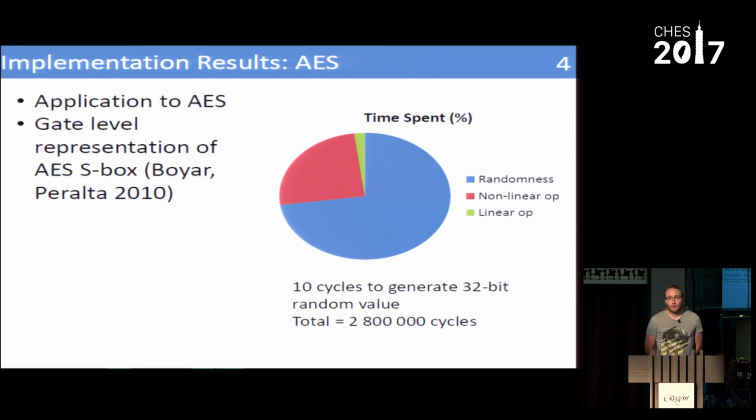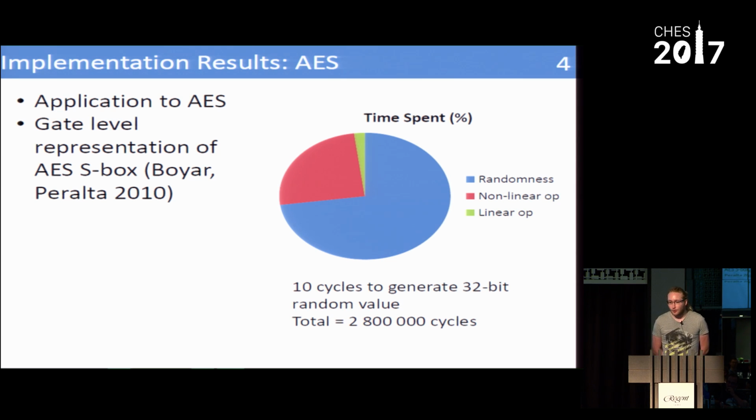So we applied this scheme to DES. DES is not naturally a bitslice cipher, but we have, thanks to Boyar and Peralta, a quite efficient gate-level representation of its S-box. The total number of clock cycles of DES is around 3 million cycles. And we chose specific settings for the random value: it needs 10 cycles in order to generate a 32-bit random value.